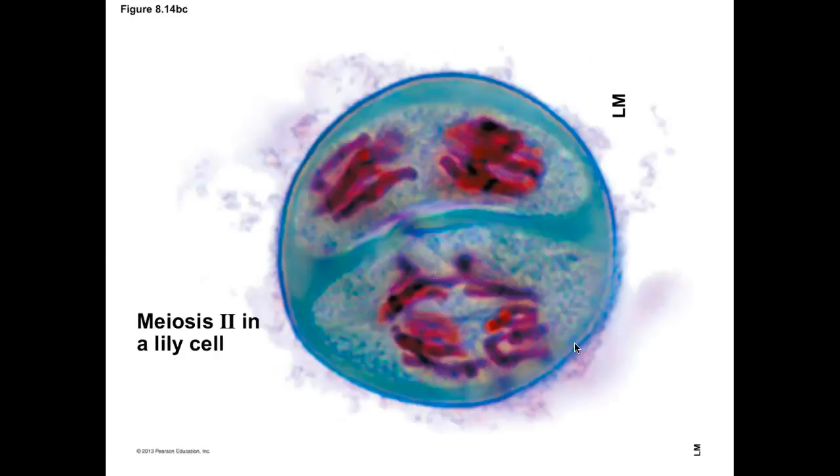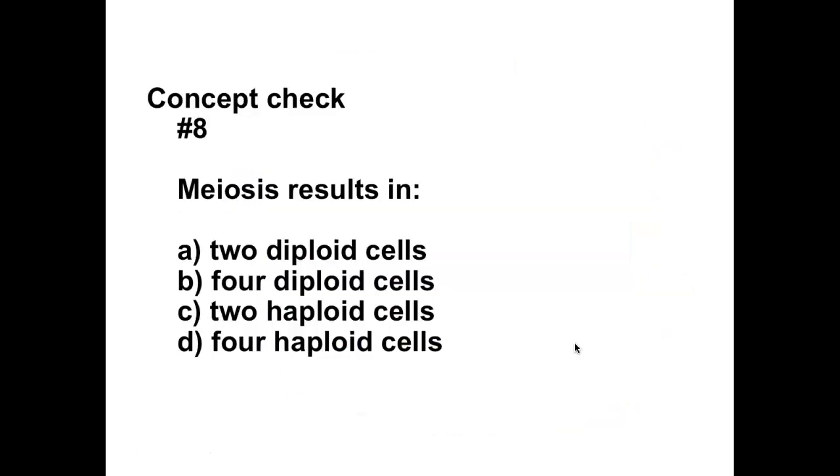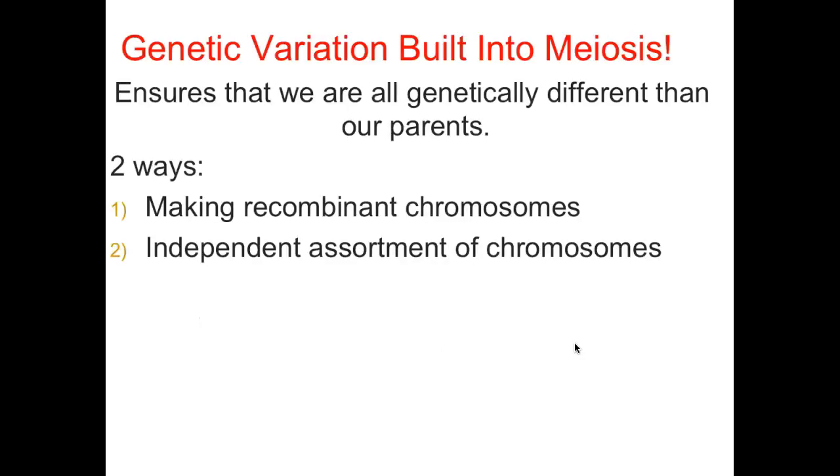Okay, this is just a nice picture of meiosis 2 in a lily cell. And then here's another concept check for you. And let's look at how genetic variability, letter C in your outline, is created.